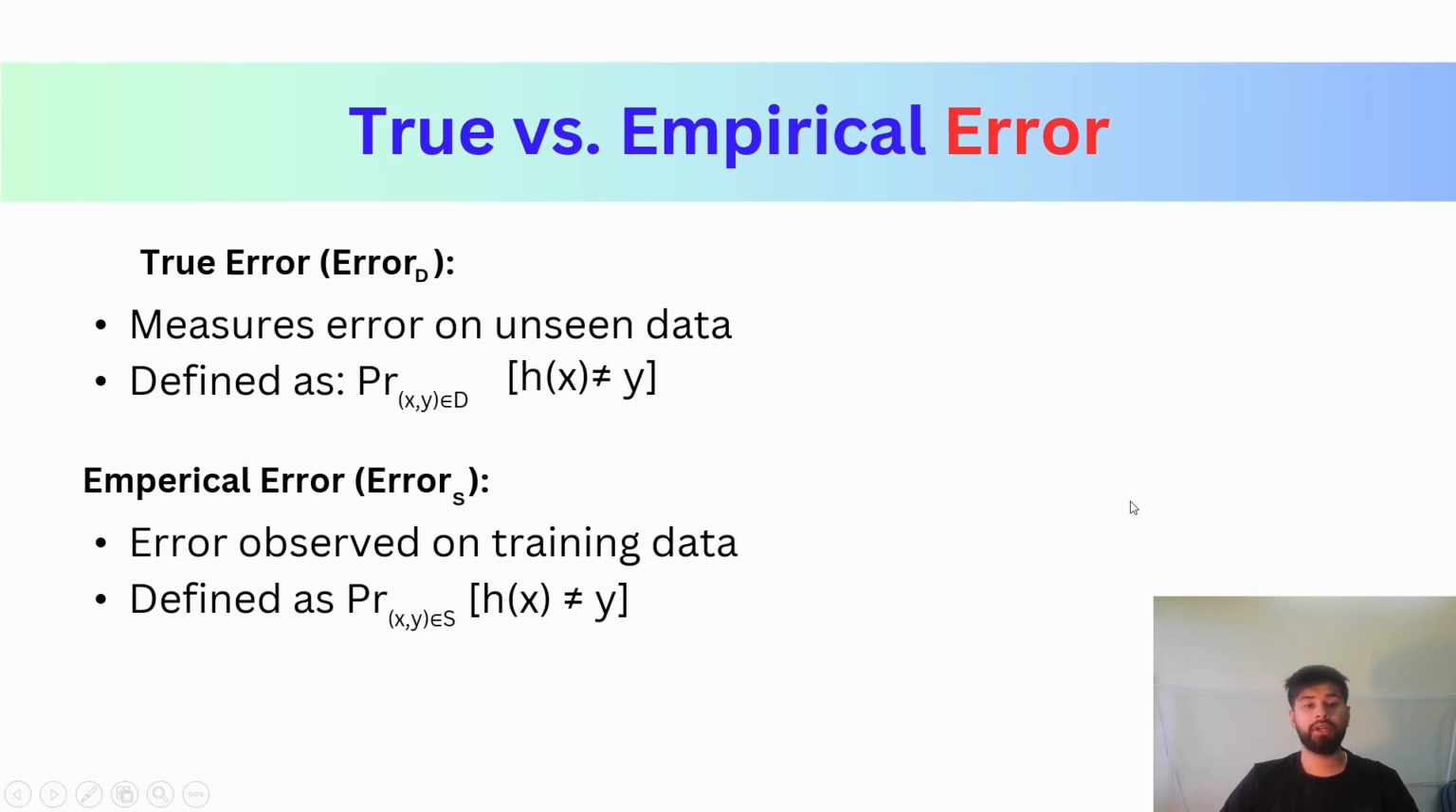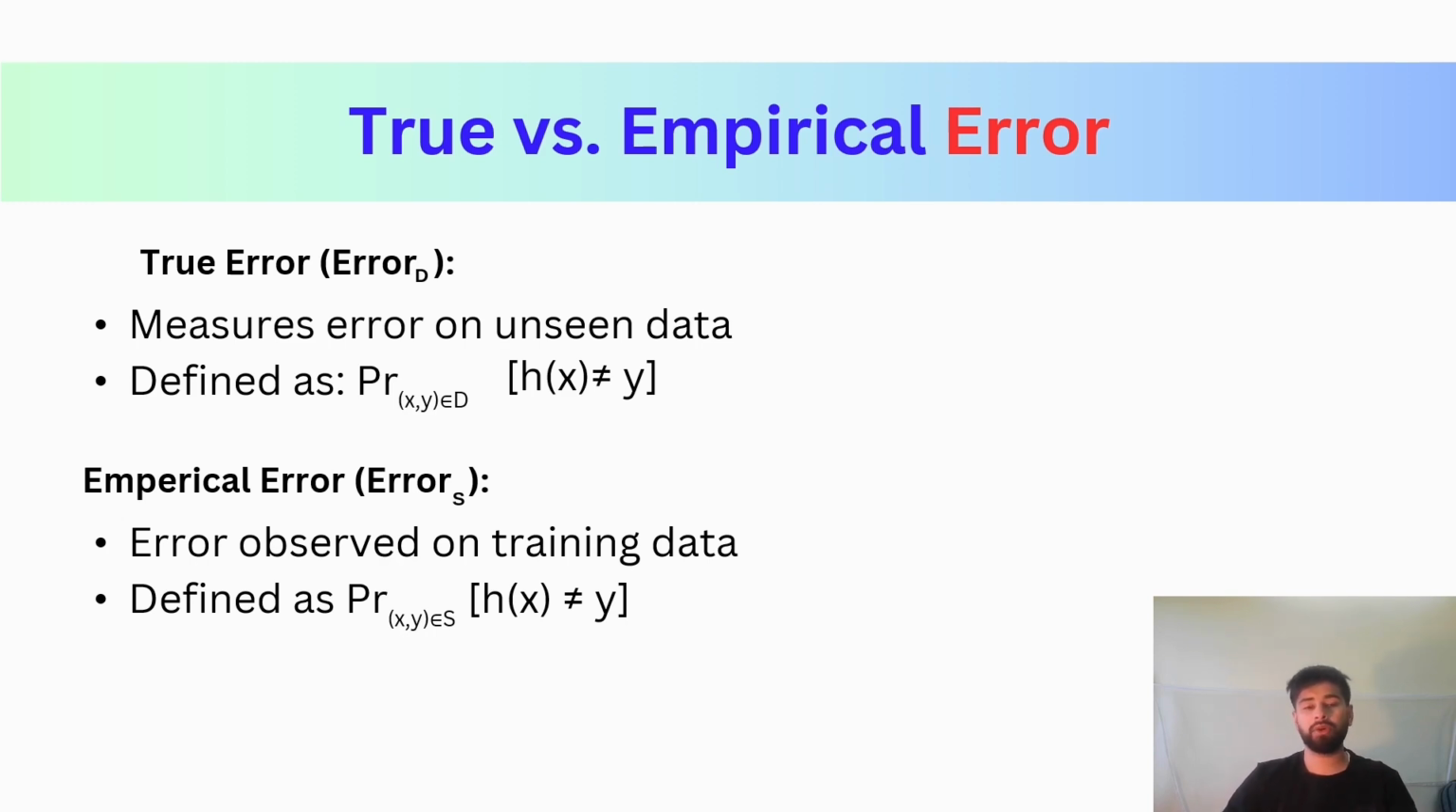Let's now talk about true versus empirical error. What are these two actually? So, when evaluating a learning algorithm, we differentiate between true error and empirical error. True error, which is often denoted by error_D, measures how well the hypothesis generalizes to new or unseen data. It's what we ultimately care about. However, since we only have a limited data set, we compute the empirical error, which is also denoted by error_S, which is the error observed on the training data. The goal of prediction theory is to minimize the gap between these two errors.